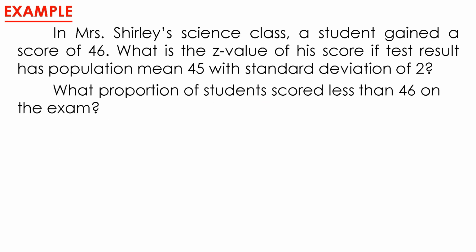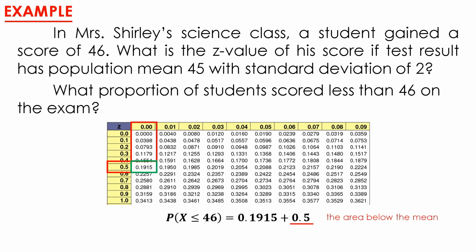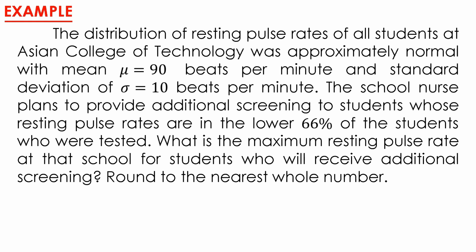Now we are asked about the proportion of students who scored less than 46 on the exam. Since we know that its corresponding z-score is 0.5, we can use the standard distribution table to locate the area of this z-score. According to the table, there is an area of 0.1915 between the mean and z equals 0.5. Now since the z-score is greater than the mean, we add 0.5 to get the area to the left of this z-score. Thus, the proportion of students who scored less than 46 is 0.6915 or 69.15%.